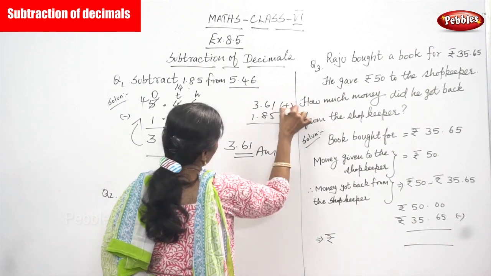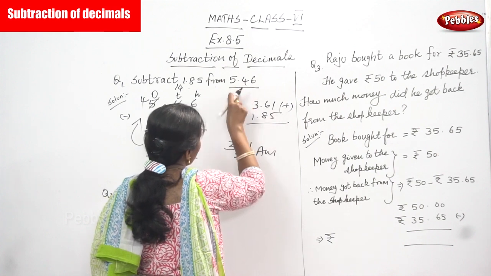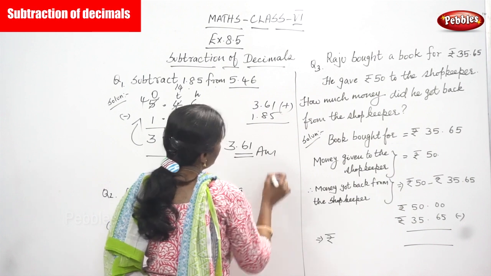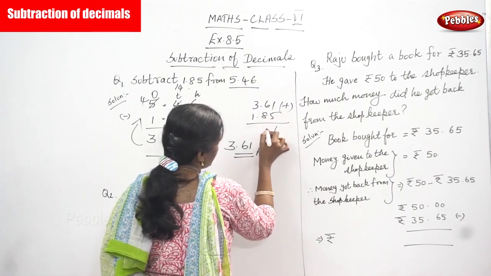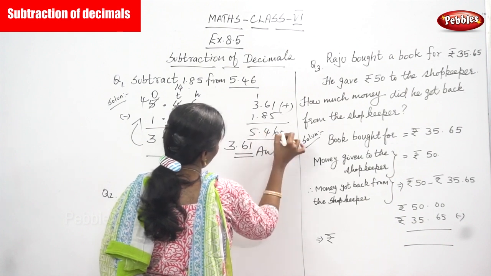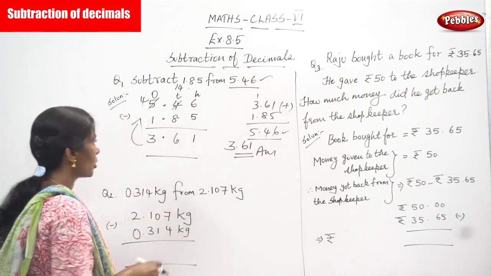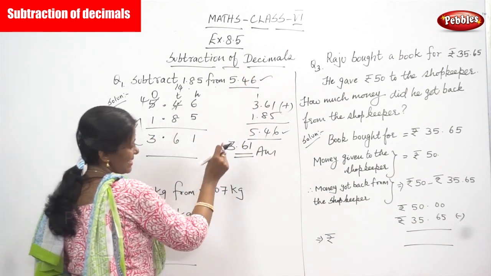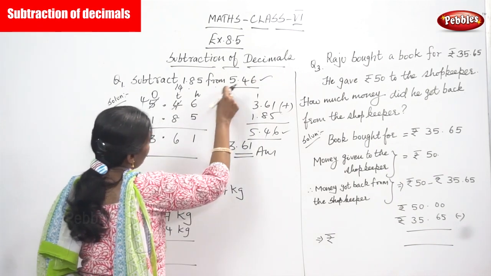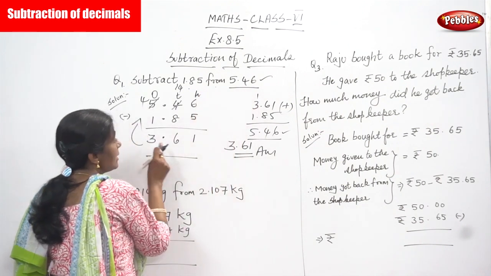That means you get the first number you wrote after the "from". So 1 plus 5 is 6, and 8 plus 6 is 14, 4 and carry over 1 to the top. 3 plus 1 is 4, and 4 plus 1 is 5. So you get 5.46, which is the question. So the answer is exactly right. Subtracting 1.85 from 5.46 gives 3.61.